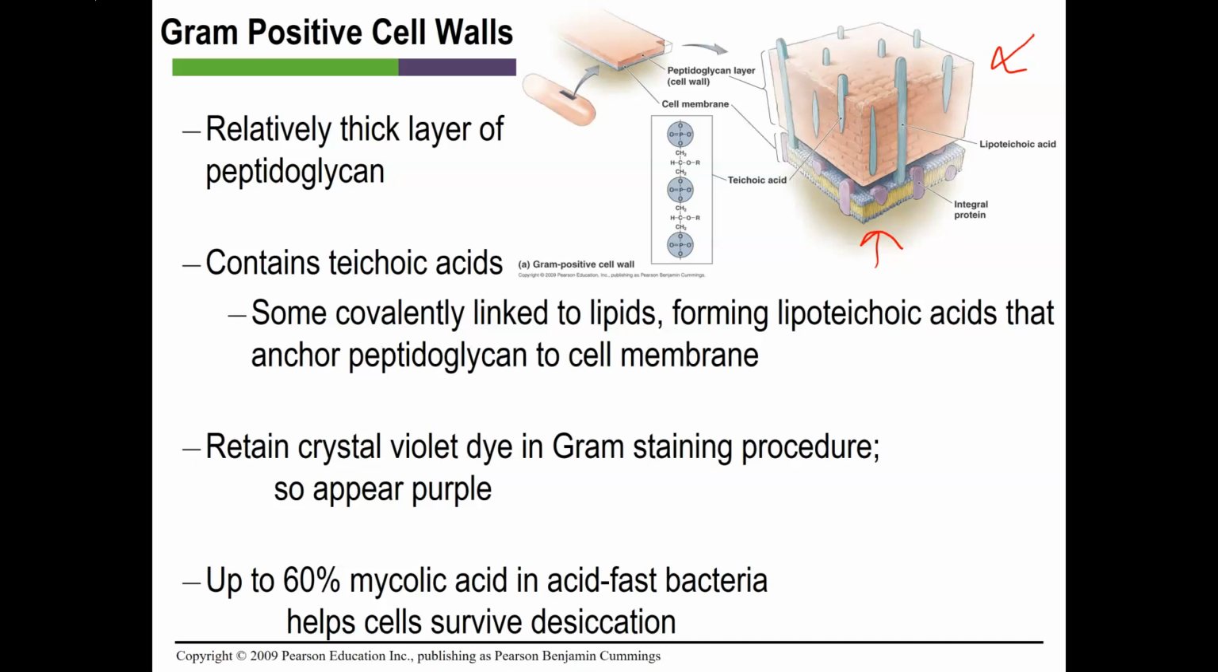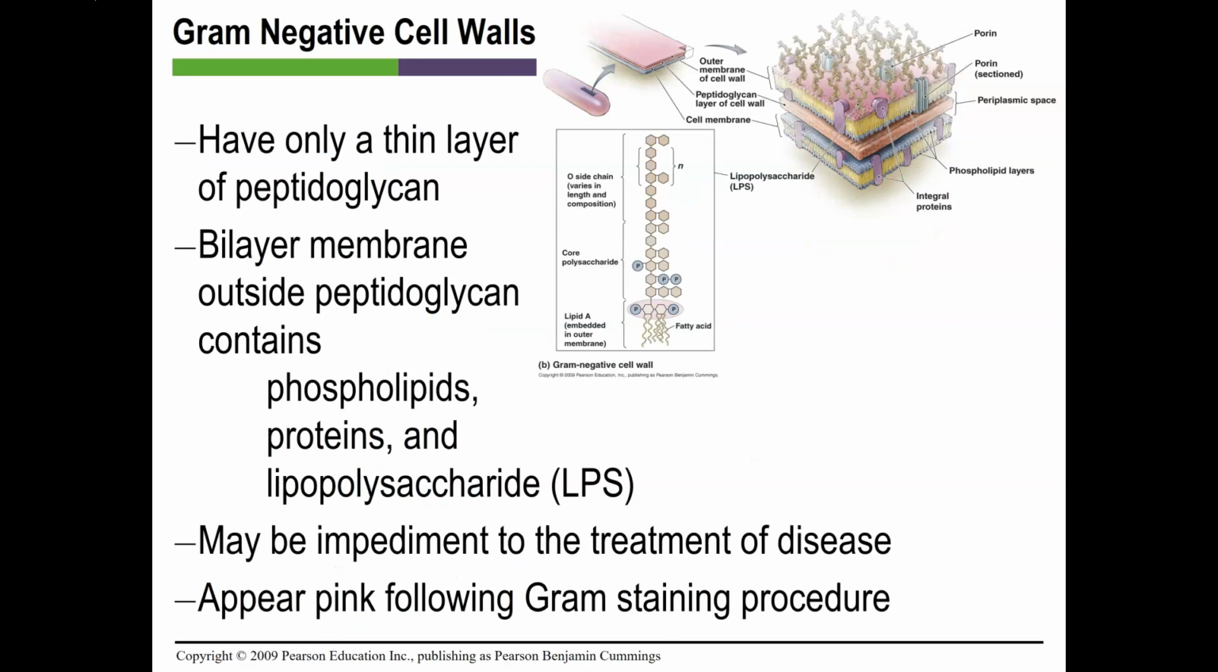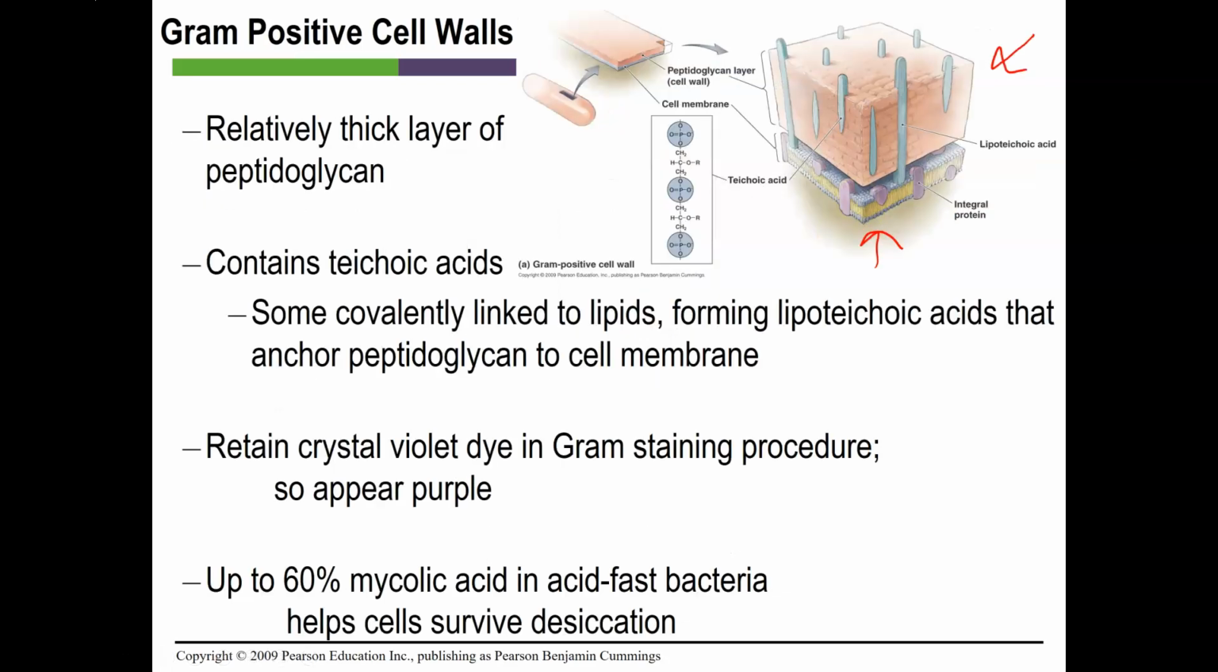A modification of gram-positive cells are the bacteria in the acid-fast group. This is the group of bacteria that causes tuberculosis, as well as the leprosy-causing bacteria. The acid-fast bacteria have up to 60% mycolic acid in their cell wall, which creates a very waxy type of surface structure. This helps them survive desiccation or drying out. Acid-fast bacteria are a modification of gram-positive cells. They have one membrane and a thick, waxy cell wall.